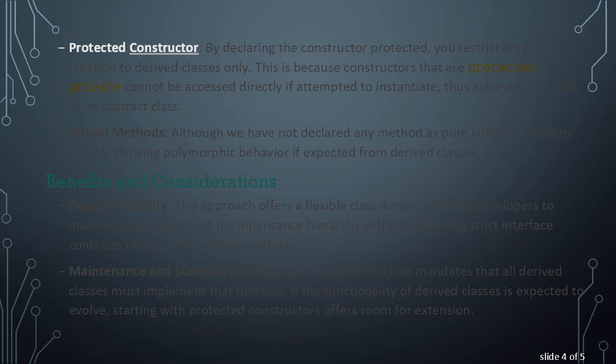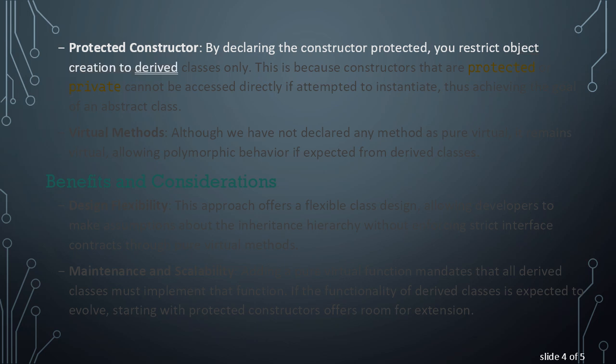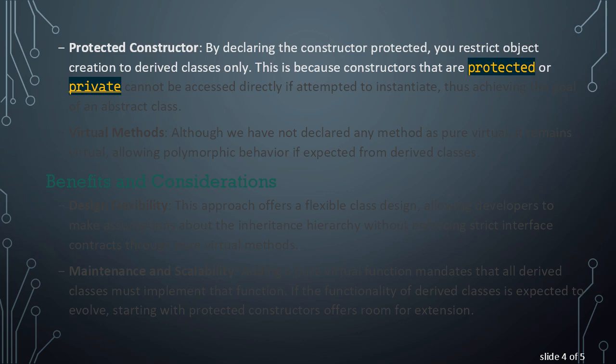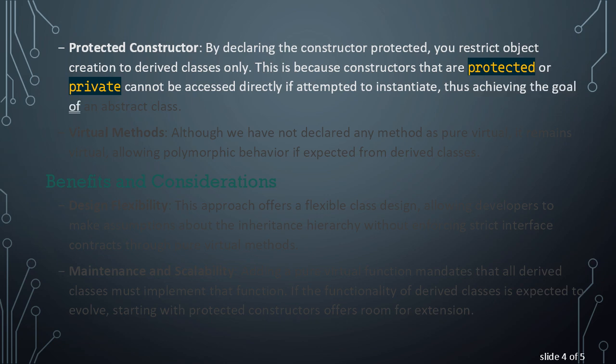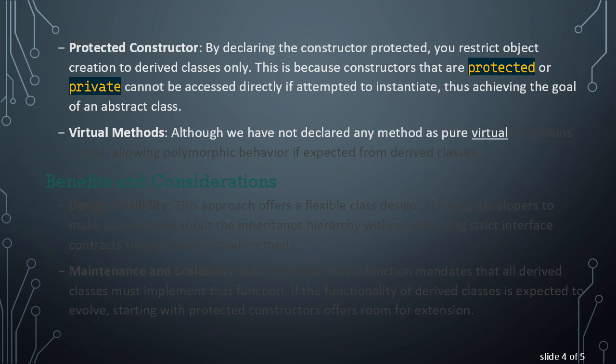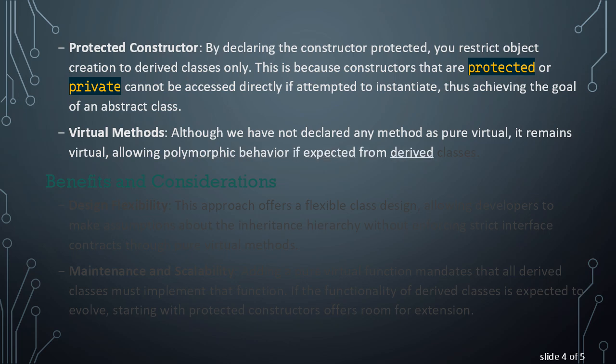Protected constructor. By declaring the constructor protected, you restrict object creation to derived classes only. This is because constructors that are protected or private cannot be accessed directly if you attempt to instantiate, thus achieving the goal of an abstract class. Virtual methods. Although we have not declared any method as pure virtual, it remains virtual, allowing polymorphic behavior if expected from derived classes.